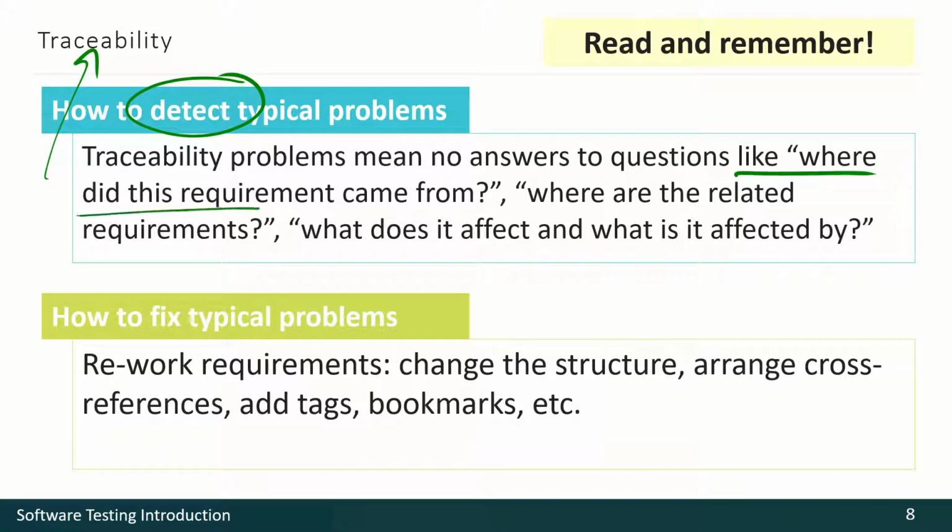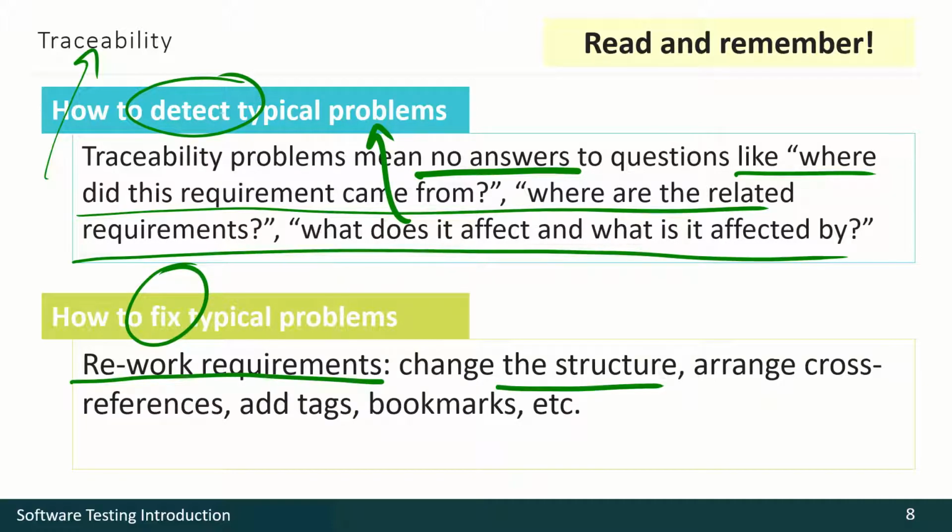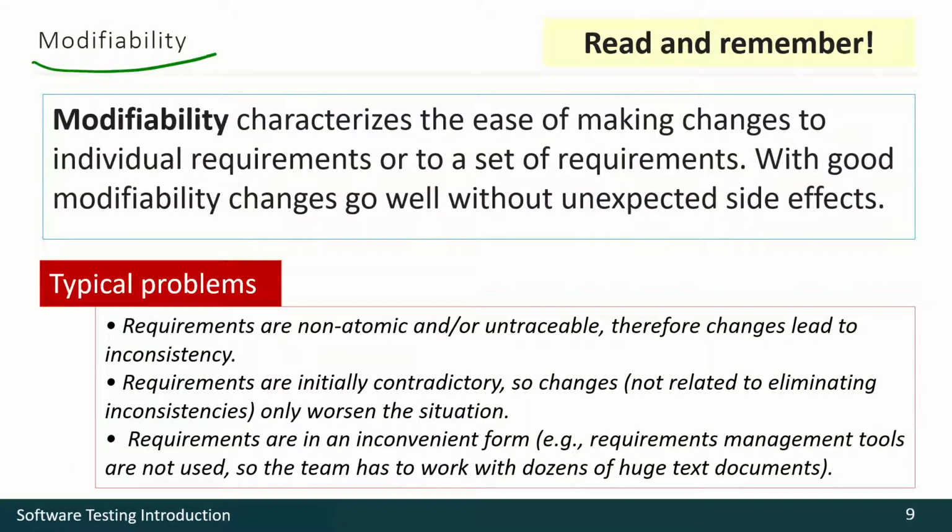So here follow obvious ways of detecting traceability problems. If some questions like that arise every day, a lot of times, and we have no answers for them, that is the problem. So how to fix? Rework the requirements, create structure, arrange cross-references, add tags, add bookmarks, and so on. Use every functionality your tool provides you with. And we should absolutely remember that any requirement, any set of requirements may be and should be modified during the whole life cycle of the project.